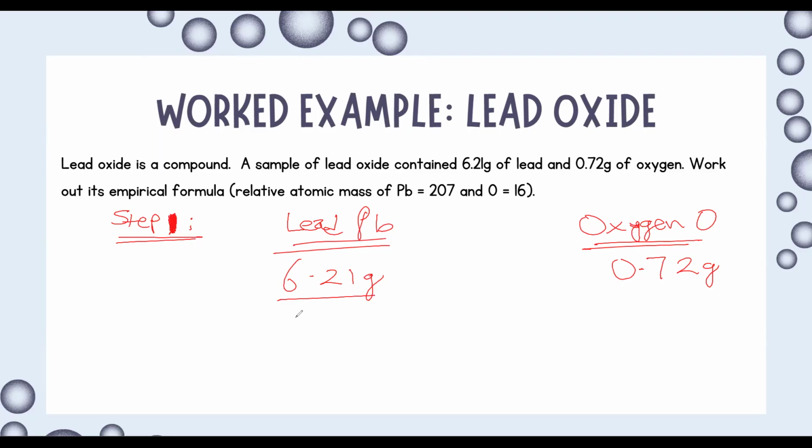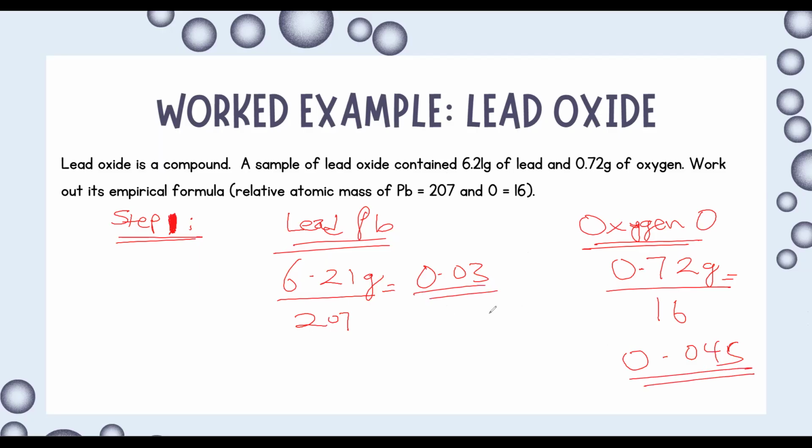The atomic mass of lead is 207, right? Yes, sir. And the atomic mass of oxygen is 16. So if we divide 6.21 by 207, we have 0.03. And then if we divide 0.72 by 16, we have 0.045. From these points now, what is the next thing to do?